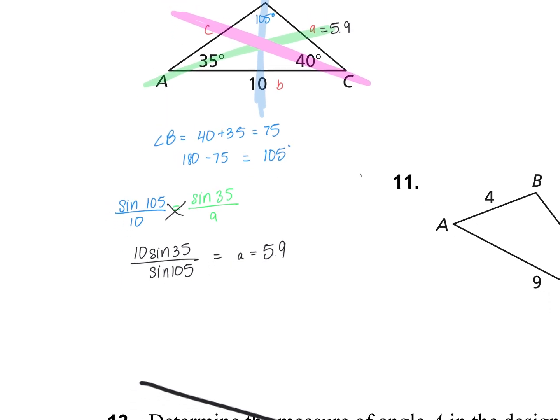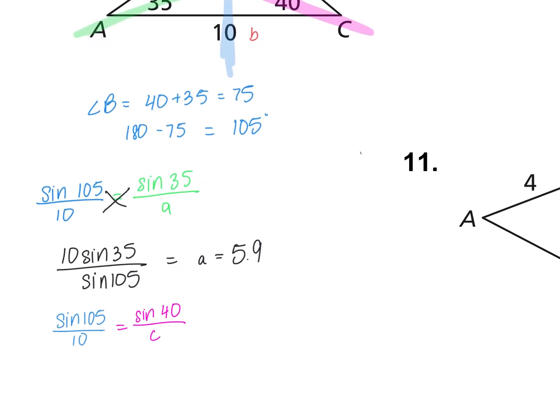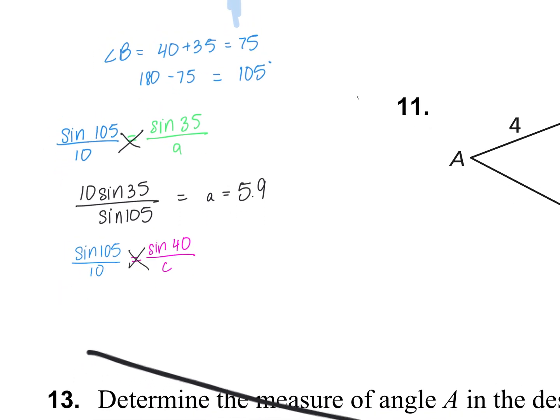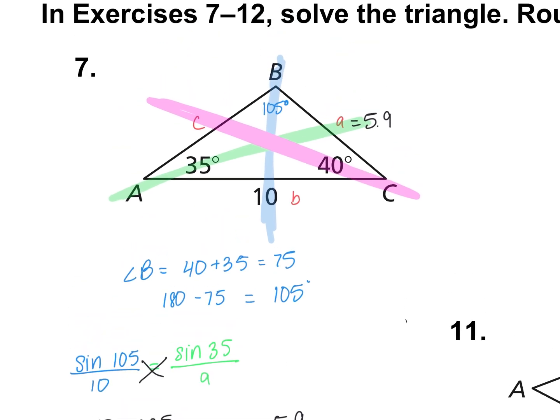All right, now I'm doing the same thing for side C. So for this one, I'm still using sine 105 over 10. But again, I'm solving for C, so I'm going to set it equal to sine 40, because that's my angle, over C. And again, same operation. Cross multiply these. So what I'm plugging into the calculator is 10 sine 40 over sine 105. And again, if you plugged it into the calculator correctly, C equals 6.7, and that's rounded.